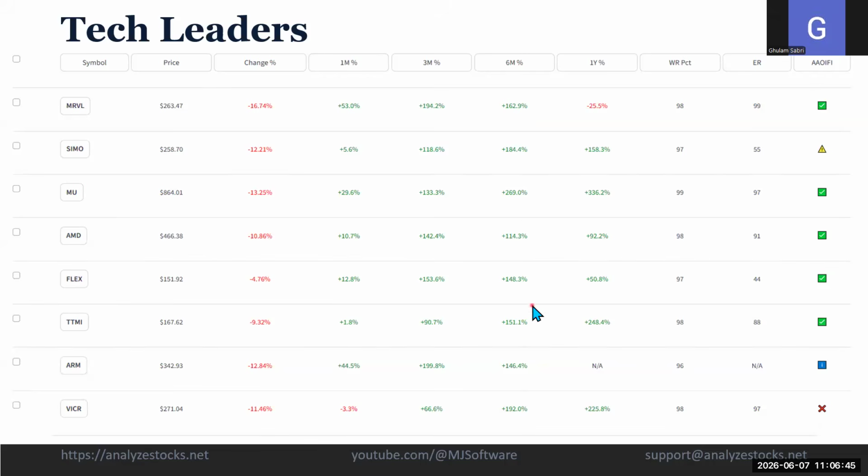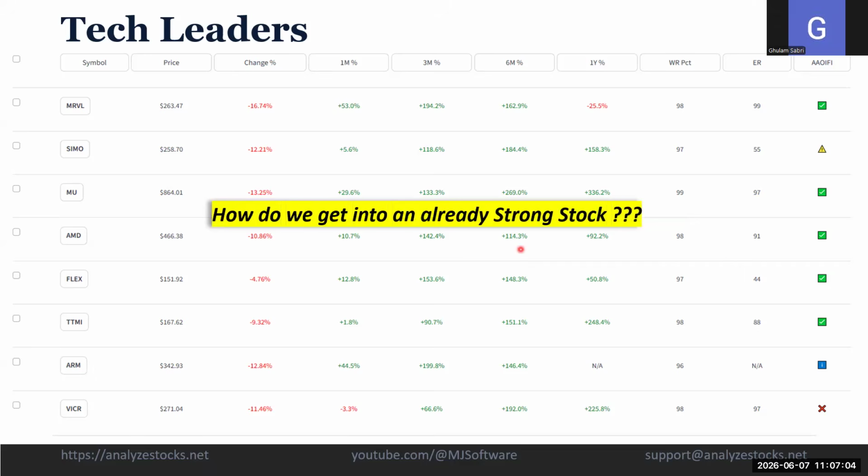So the natural question arises: if these are rising day by day, then are there right entries or buy points to get on board on these stocks, and how do we utilize the tools to find some good entry points? That's really the key question. How do we get into an already strong stock?